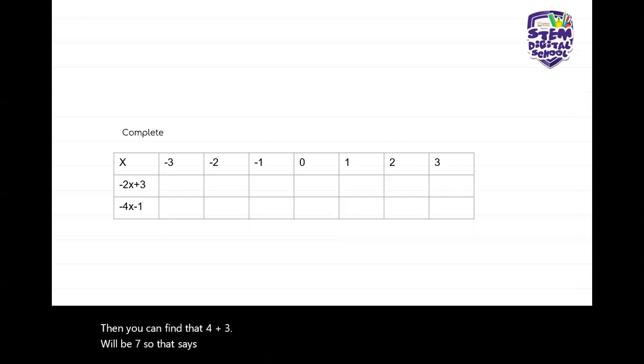Thank you, Zamokuhle. And then if x is 0, again, you can just substitute. 0 times -2 there is 0. And then you'll have 0 plus 3. And what will be 0 plus 3? So 0 plus 3 is 3. So I'm sure that Zamokuhle can tell that 0 plus 3 is 3.